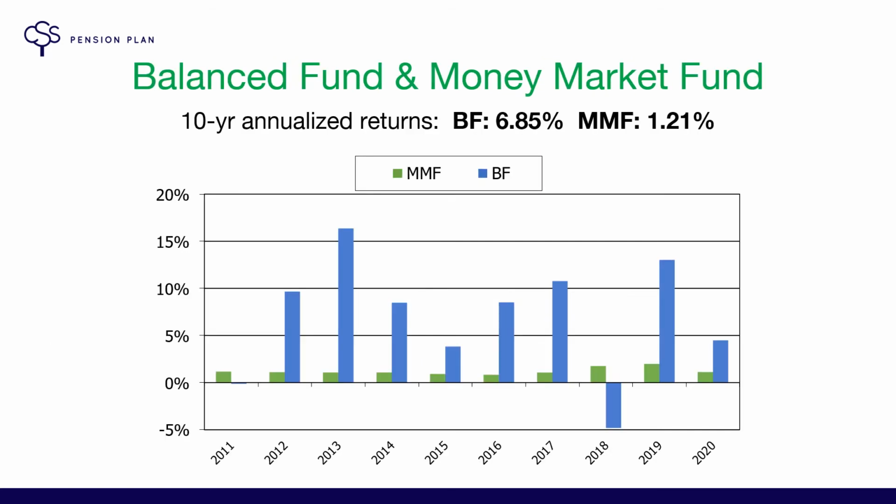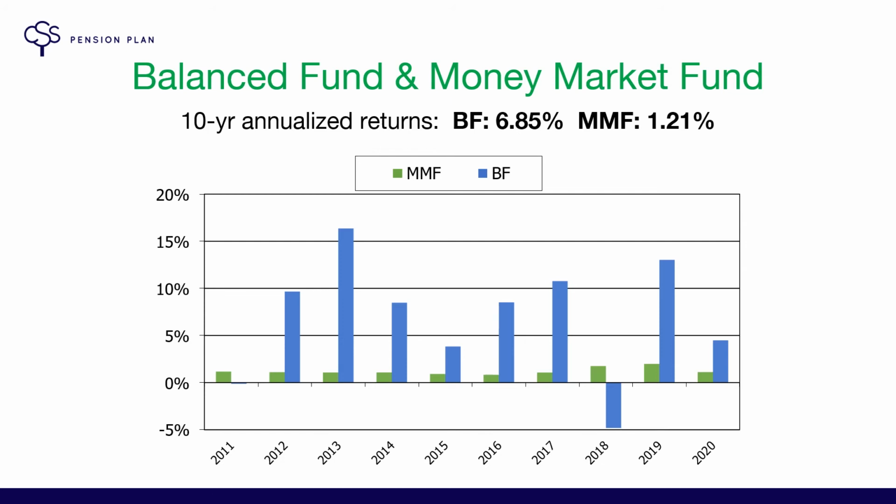Most of you will have been invested in the balance fund for most, if not all, of your careers. This slide shows the difference in the rate of return over the past 10 years for the balance fund and the money market fund. The 10-year annualized return for the balance fund is 6.85%. The balance fund is a very well-diversified portfolio of global equities, real estate investments, exposure to emerging markets, government and corporate bonds. And because of what it's invested in, we fully expect it to see negative returns from time to time.